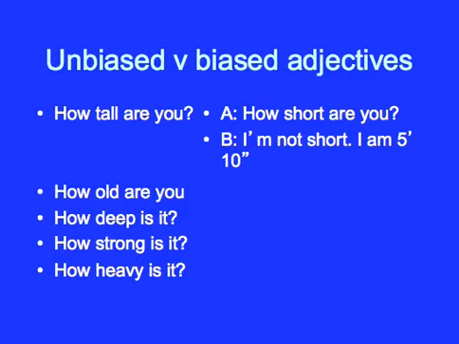The next thing I'm going to talk about is the notion of unbiased and biased adjectives. What is unbiased is the question, how tall are you? When you go to the doctor's, the nurse doesn't say, how short are you? You'd probably say, hey, what do you mean short? I'm not short. I'm 5'10". So, how short are you is biased. How tall are you is unbiased. Here's a list of unbiased adjectives. How old are you? How deep is it? How strong is it? How heavy is it?